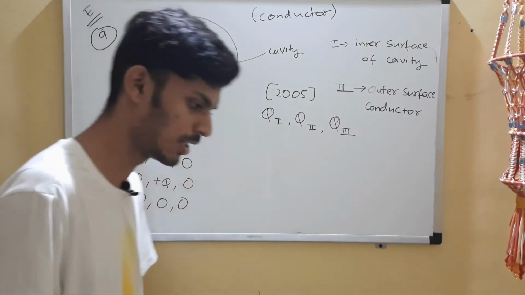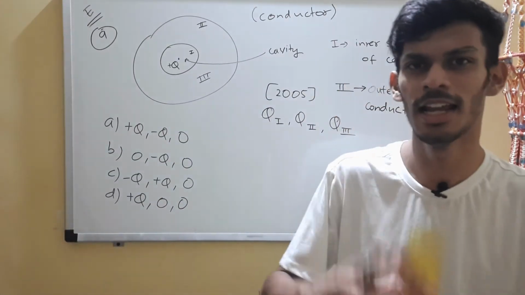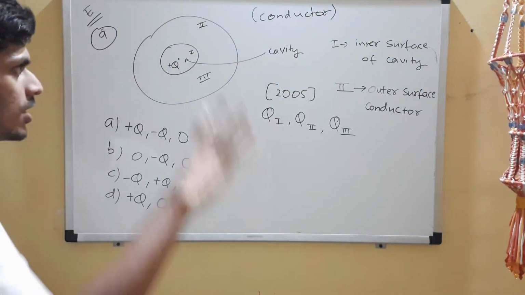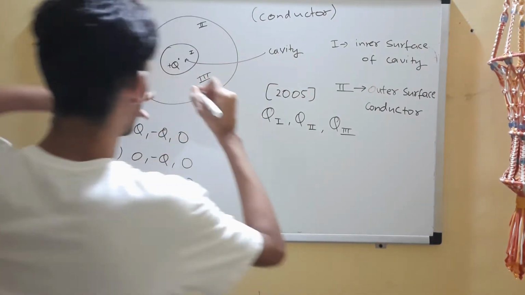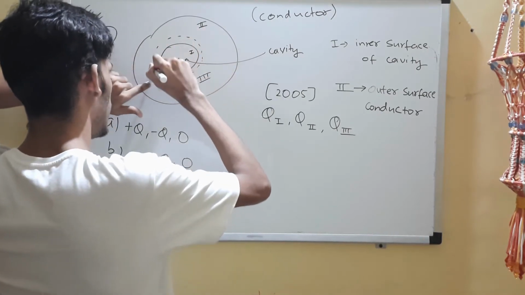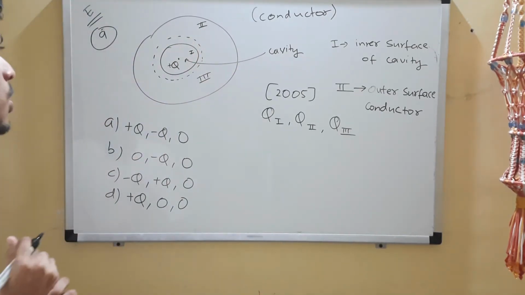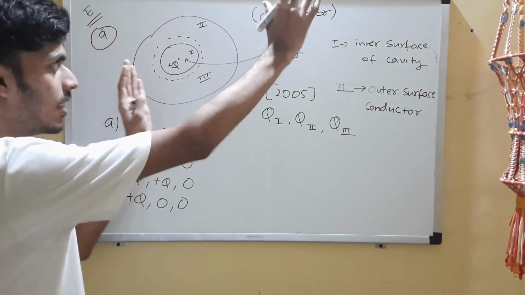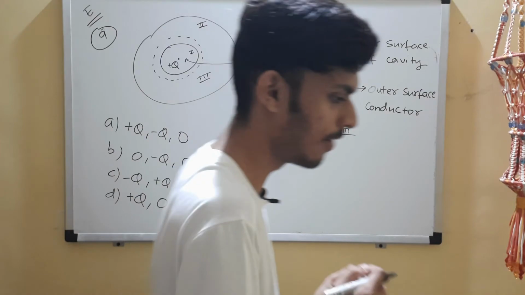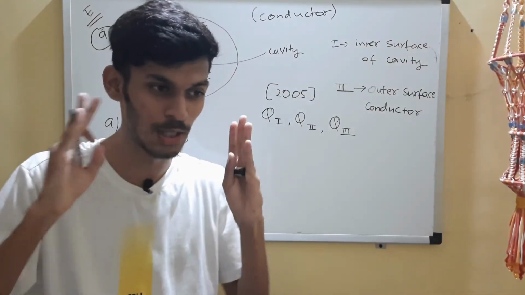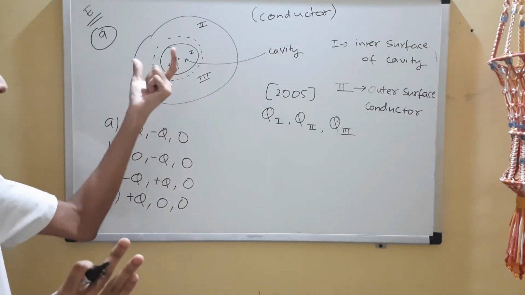Here are your options. You can give this question a humble try. It is a conceptual one. It is a good one. So the first step is to draw a Gaussian surface over here. Why are we drawing a Gaussian surface? I'll tell you why. First of all, you can see that this cavity is inside this conductor, right? And we know that electric field inside a conductor is 0. There should be no electric field inside this conductor.